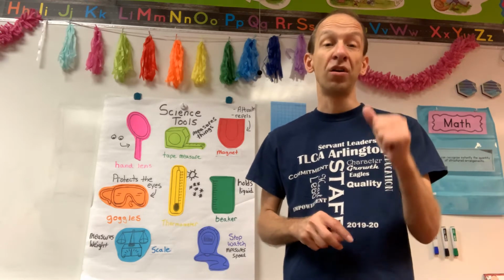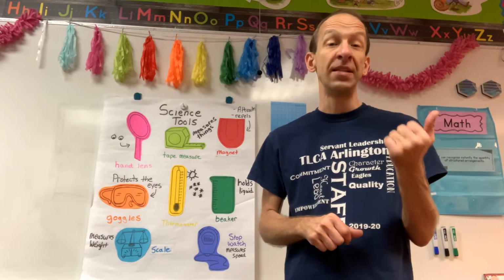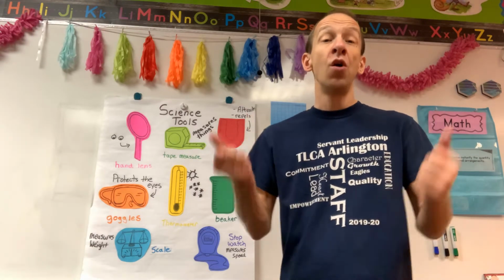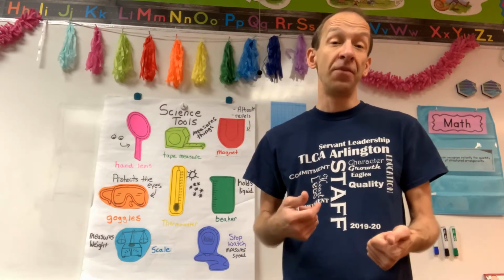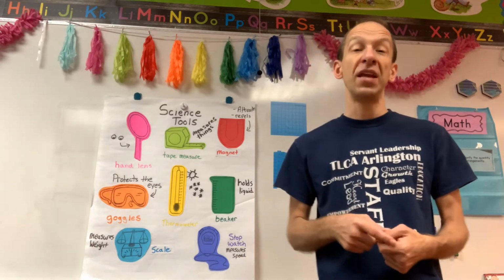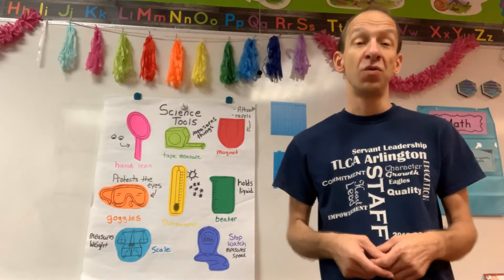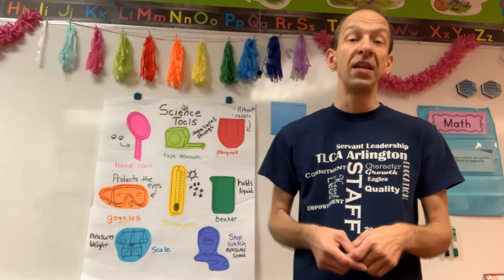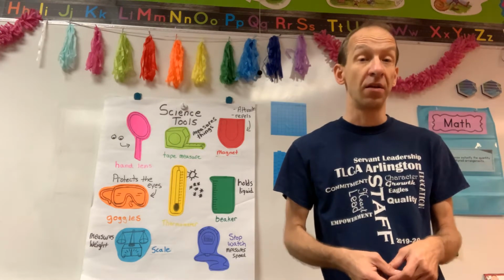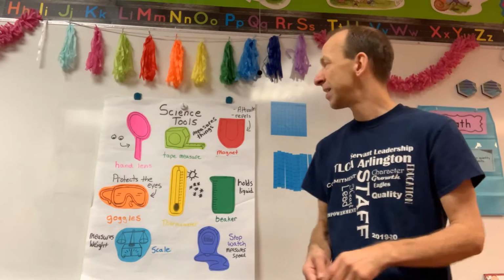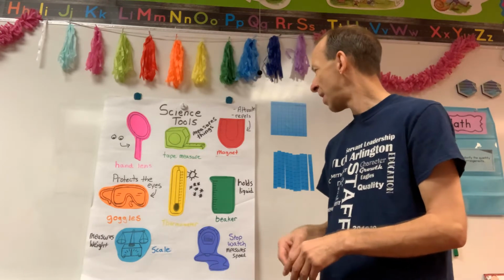So some things are tools that we use in science, and then some of the things on our board were used for science safety. So first we're going to talk about the things that we can use for measuring and what types of things we would measure with those objects. Okay, so let's look at the measurement ones.